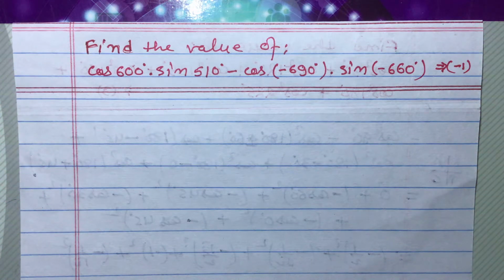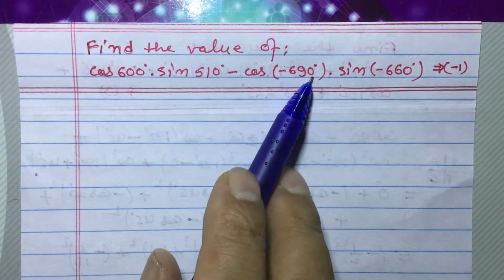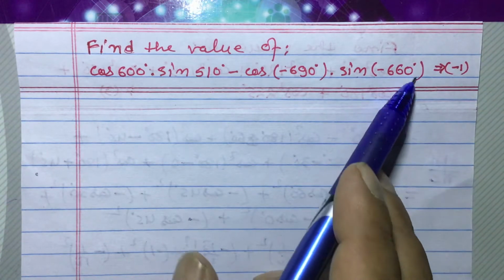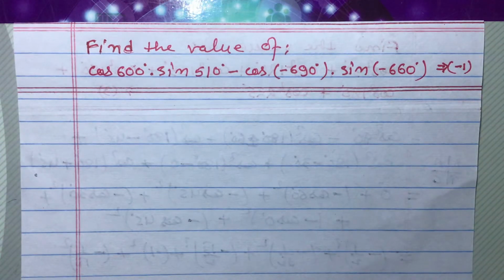Dear students, today I am going to teach you one question related to trigonometry of class 9. Here the question is like this. Find the value of cos 600 times sine 510 minus cos minus 690 times sine minus 660 degree. And the answer is given here as minus 1. Whether it will come or not, we will do and see.